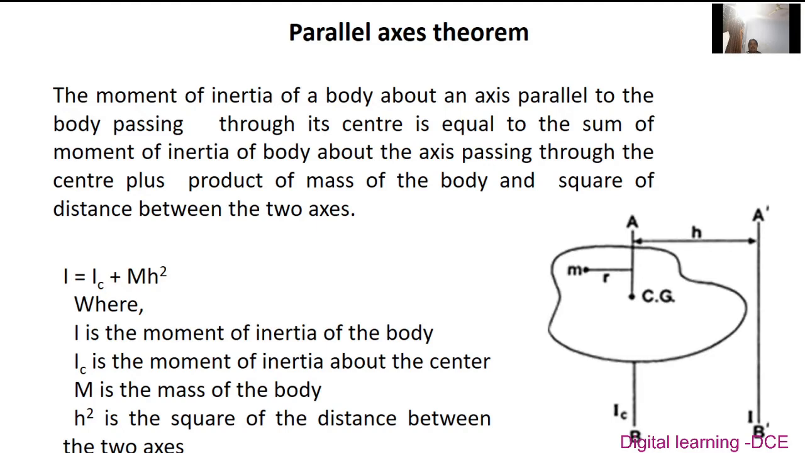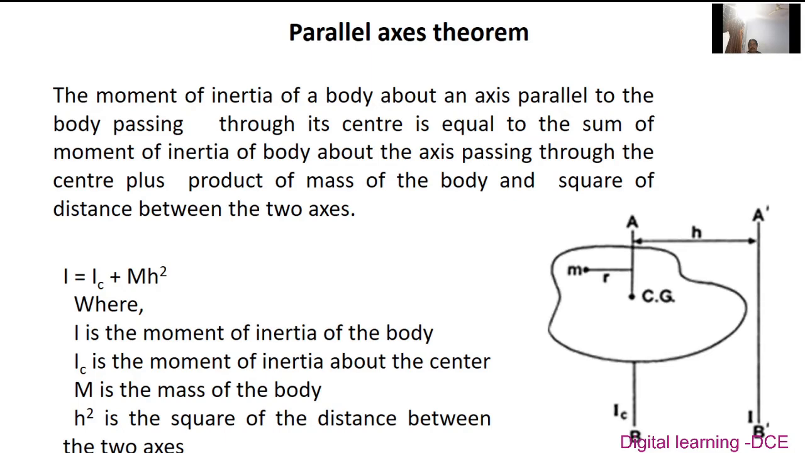There are two important theorems which can be used to calculate the moment of inertia about various axes. The theorems are the parallel axis theorem and the second one is the perpendicular axis theorem. Next, we will move on to the parallel axis theorem.